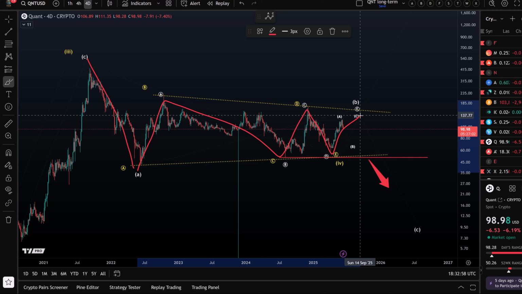That E wave can still extend a little bit further, but it's important to understand that once the B wave has topped, we will likely see a break below the red line. This is the swing low from August last year at around $50.50. That is a very, very important level on the QNT chart.